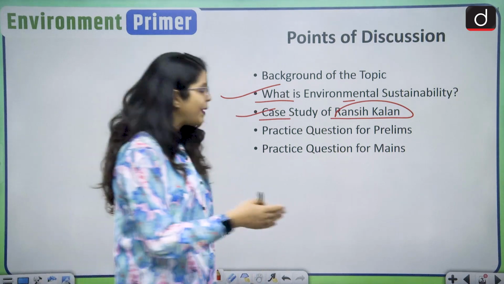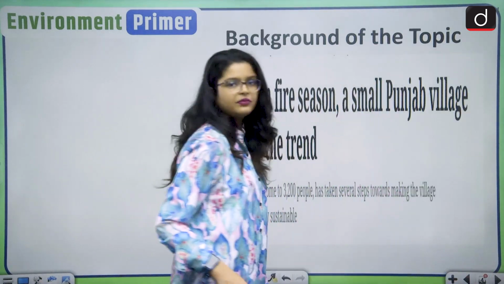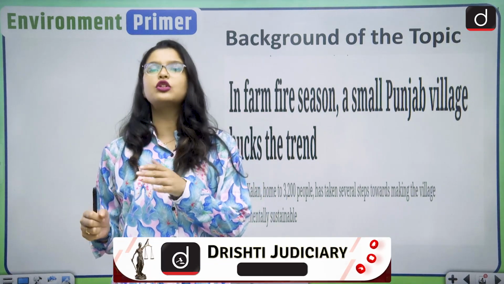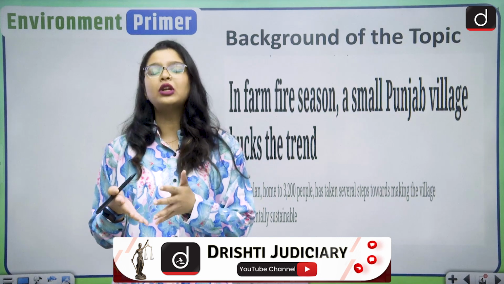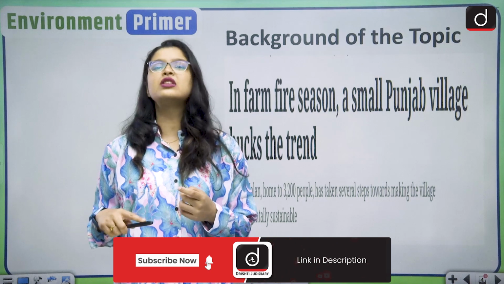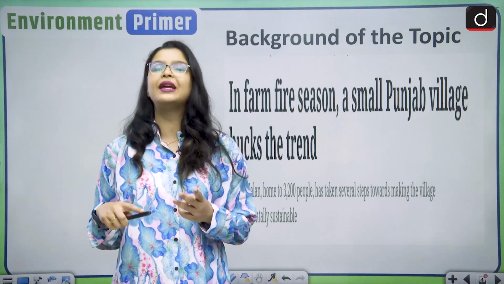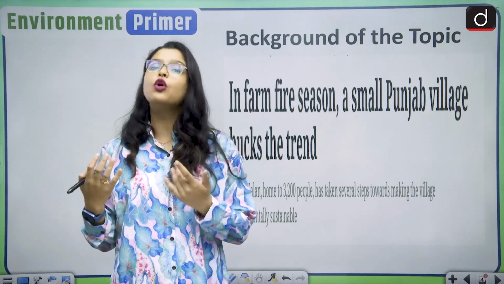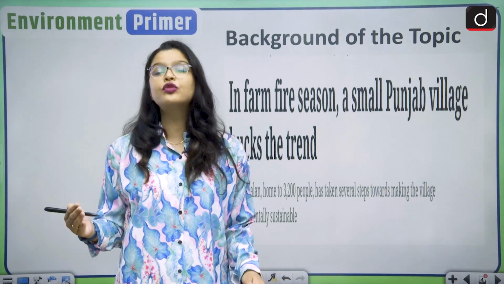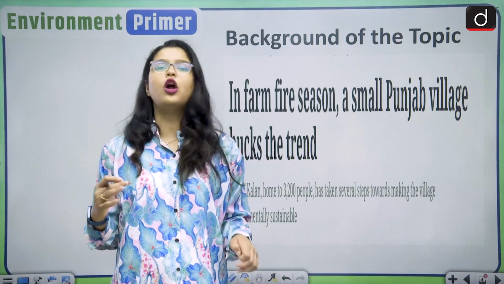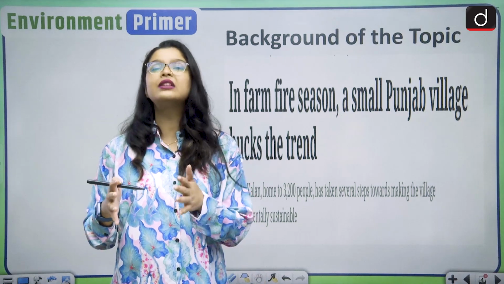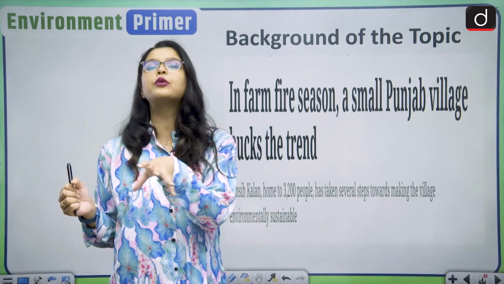So if I talk about the background of today's topic, Ransi Kalan is a very small village in the Moga district of Punjab. Whenever we talk about environment, we often talk about the problems, that we are reeling under the worst impact of climate change, global warming, pollution, etc. So all of these are problems only. And how many times do we talk about solutions? Not often. So this village is actually showing us the path towards a solution-centric approach rather than a problem-centric approach.